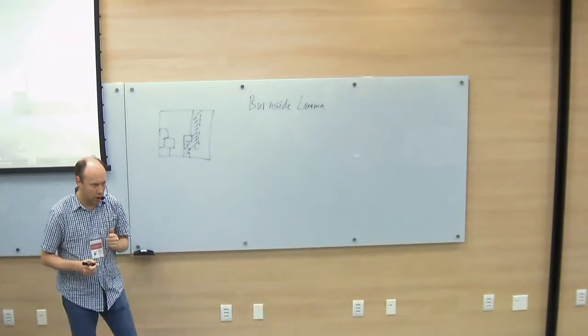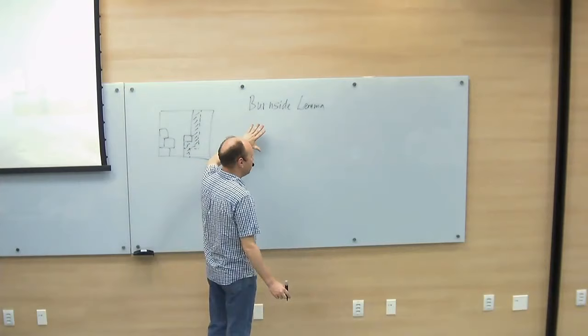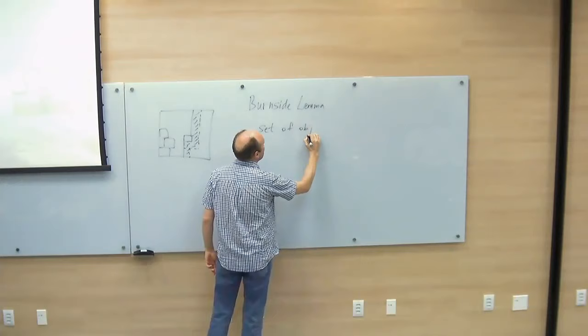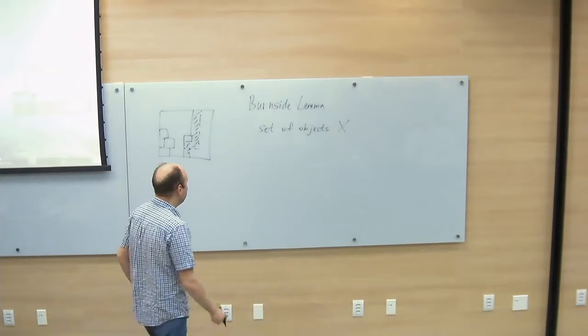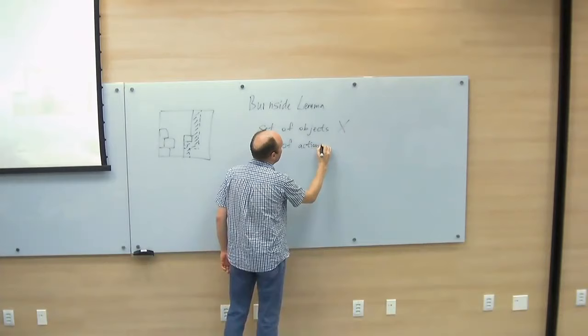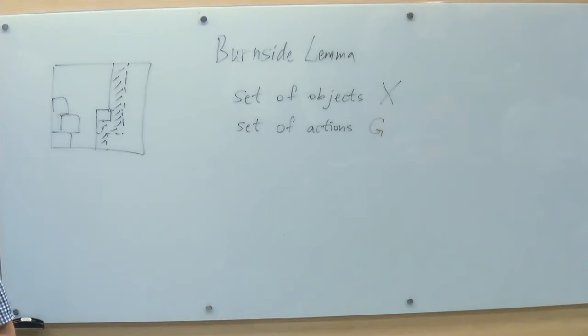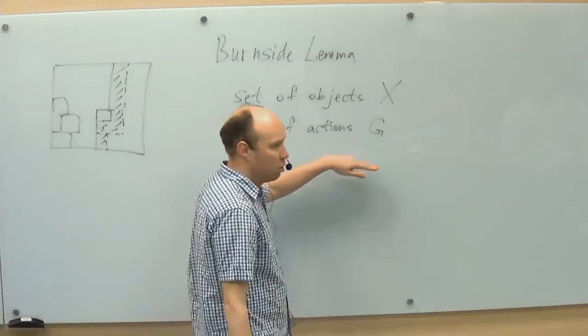Listen, consider some set of objects. Whatever objects, any objects are okay. So a set of objects, we call it X. And also, we want to have a set of actions. We call it G. And we have the requirement that the set of actions forms a so-called algebraic structure, a group.